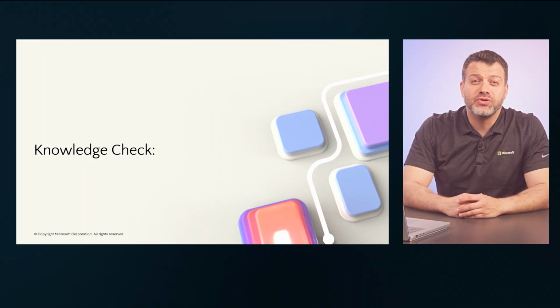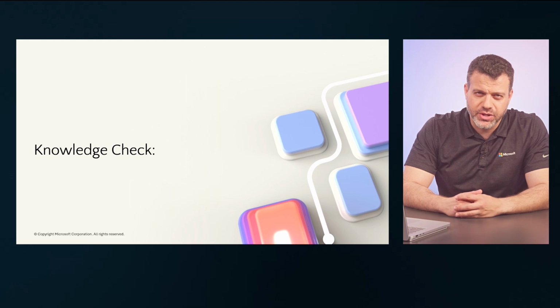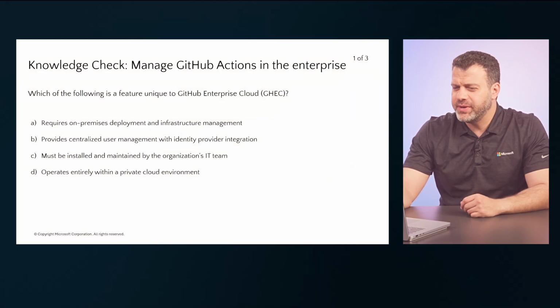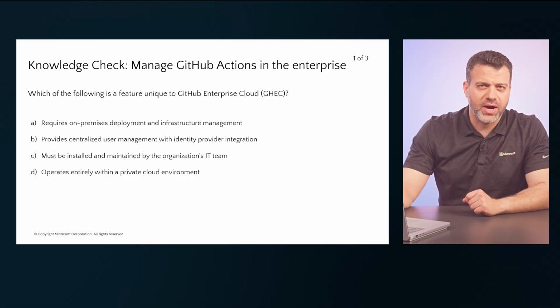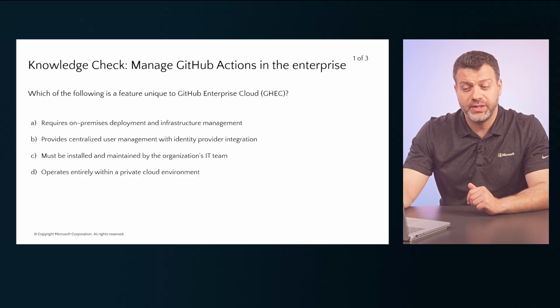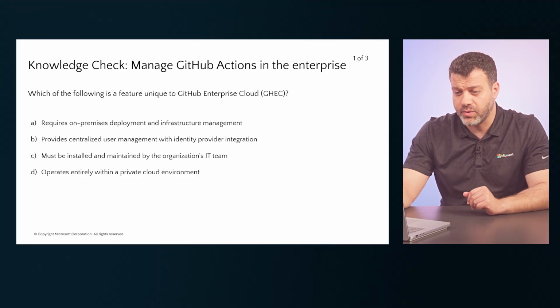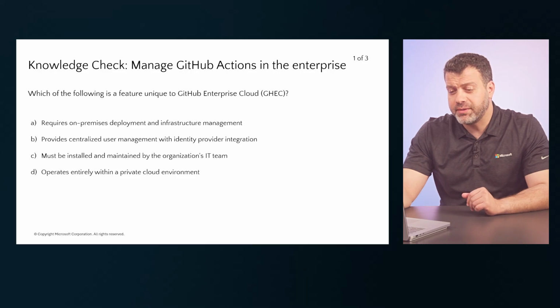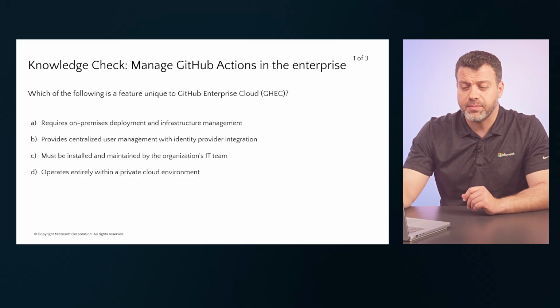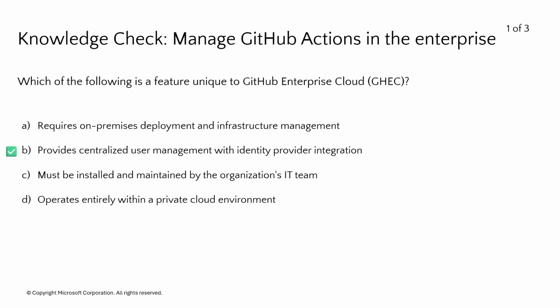All right, now that you've done the exercise, let's do the knowledge check. Which of the following is a feature unique to GitHub Enterprise Cloud? Requires on-premises deployment and infrastructure management; provides centralized user management with identity provider integration; must be installed and maintained by the organization's IT team; operates entirely within a private cloud environment. The answer is: provides centralized user management with identity provider integration.